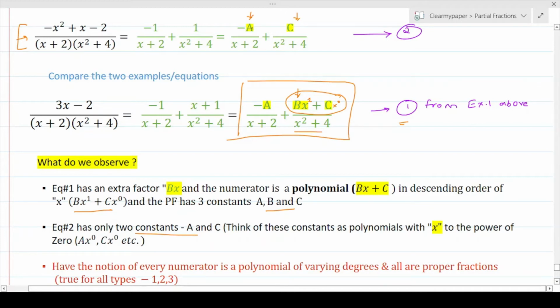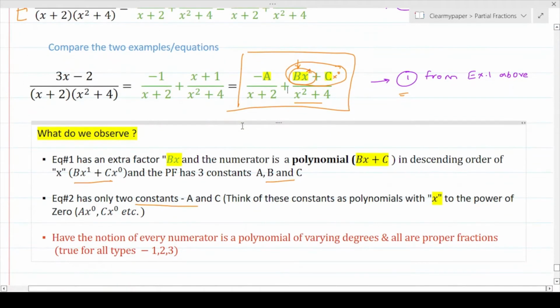So you might forget that, but basically it's nothing but a x to the power 0, c x to the power 0. So this is also a polynomial with a constant, and this x to the power 0 is implied, so we don't write it. So it's again the same thing, but there is no term which is this term, this bx, right? Bx to the power 1. There is no term like that. All are constants. That's one fundamental difference. And there are only two constants, a and c. And whatever I've written in red, just keep that in mind.